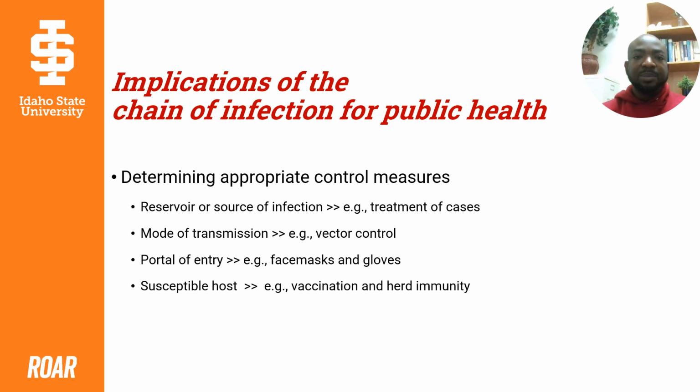So, what are the implications of the chain of transmission for public health? Knowledge of the portals of exit and entry and the modes of transmission provides a basis for determining appropriate control measures. In general, control measures are usually directed against the segments in the infection chain that are most susceptible to intervention, unless practical issues dictate otherwise.